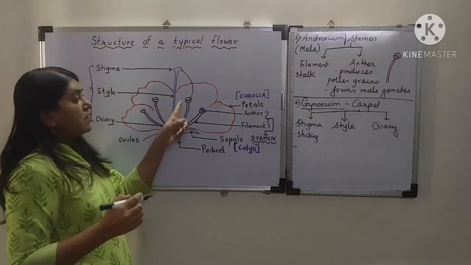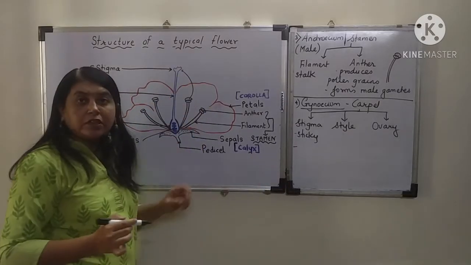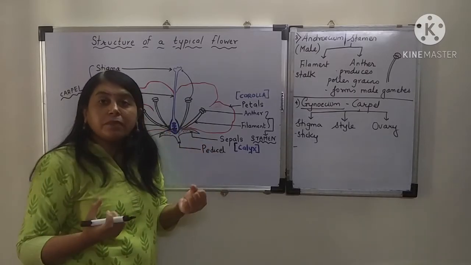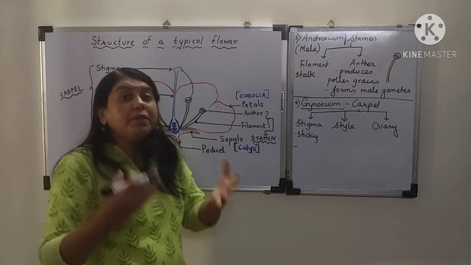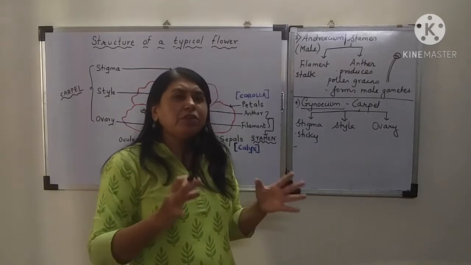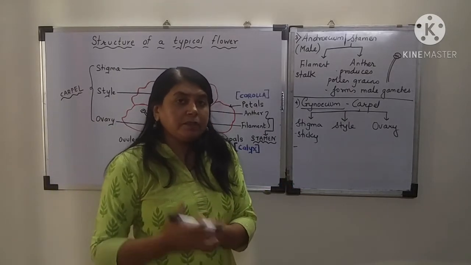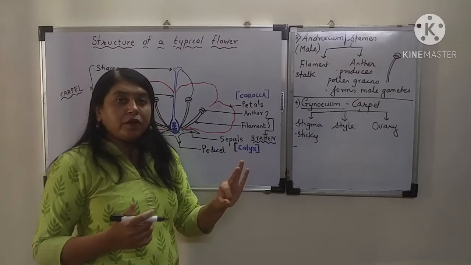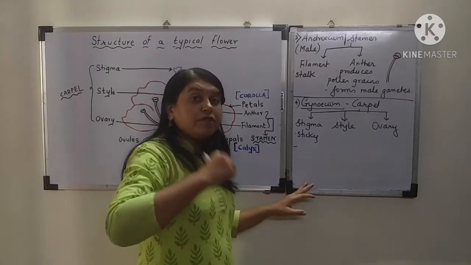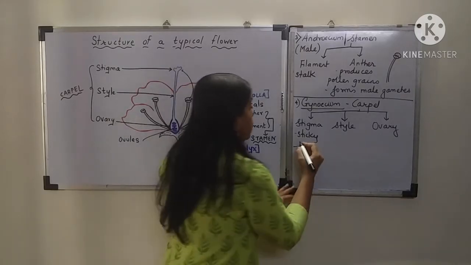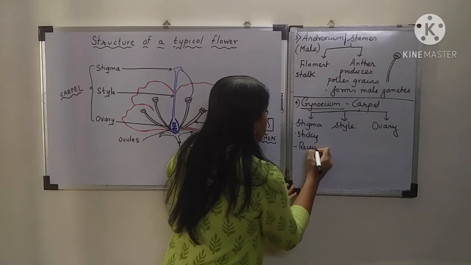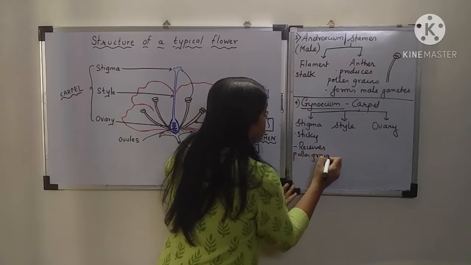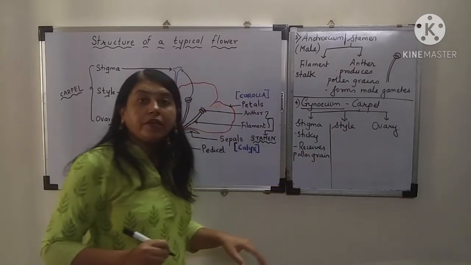Now see, the pollen grains fall on the stigma due to pollination. By the process of pollination, the stigma receives the pollen grains and the pollen grains germinate on the stigma. What is germination? We'll see in the next part of this topic. So stigma is a sticky part of the carpel. Second, it receives pollen grains during pollination.